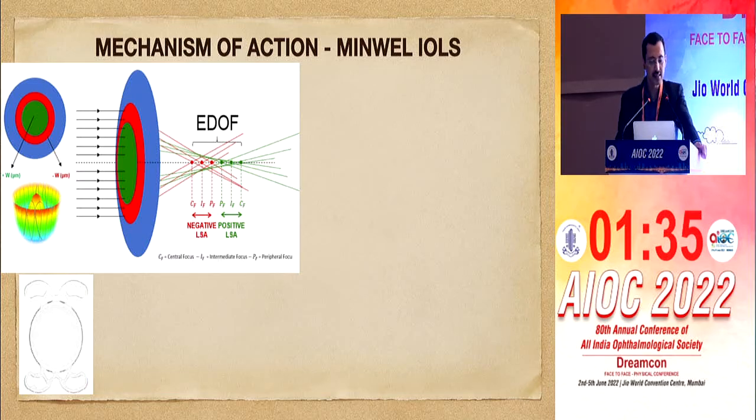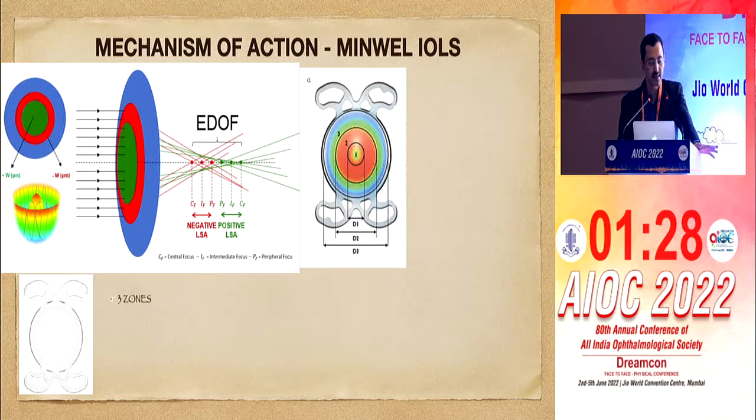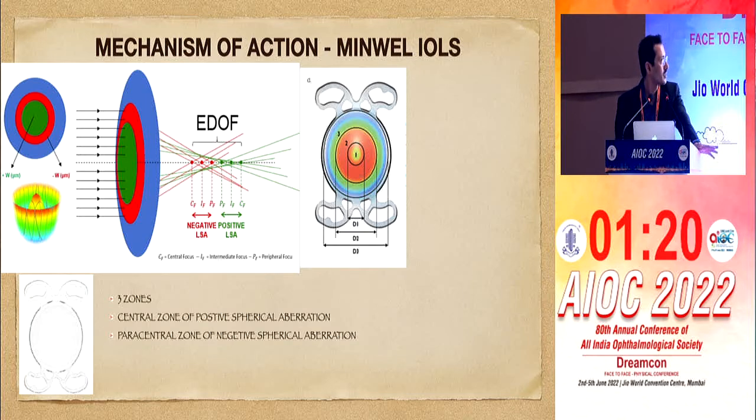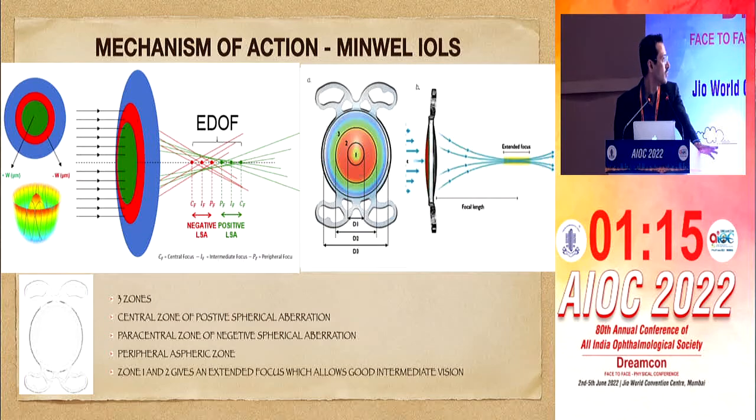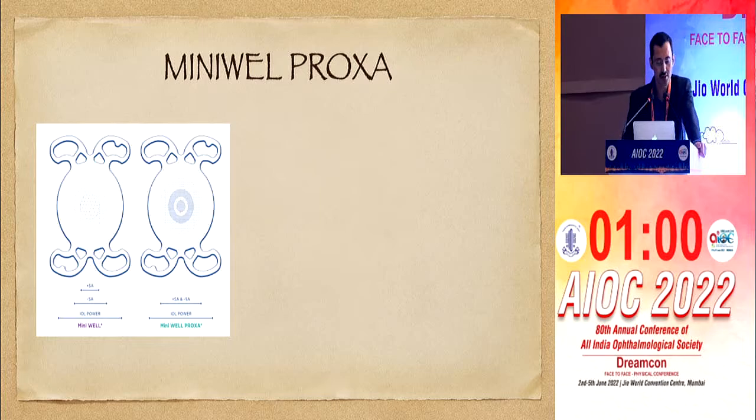So then the next lens is the Mini Well lens. This works on the principle of alternate positive spherical aberration and negative spherical aberration. Here there are three zones. The central zone has a positive spherical aberration, the paracentral zone has a negative spherical aberration, and the peripheral has an aspheric zone. Zones 1 and 2 give an extended focus which allows good intermediate vision. However, this lens also had the same problem that it gives you good intermediate vision but only fair near vision. So Mini Well Proxa came in.